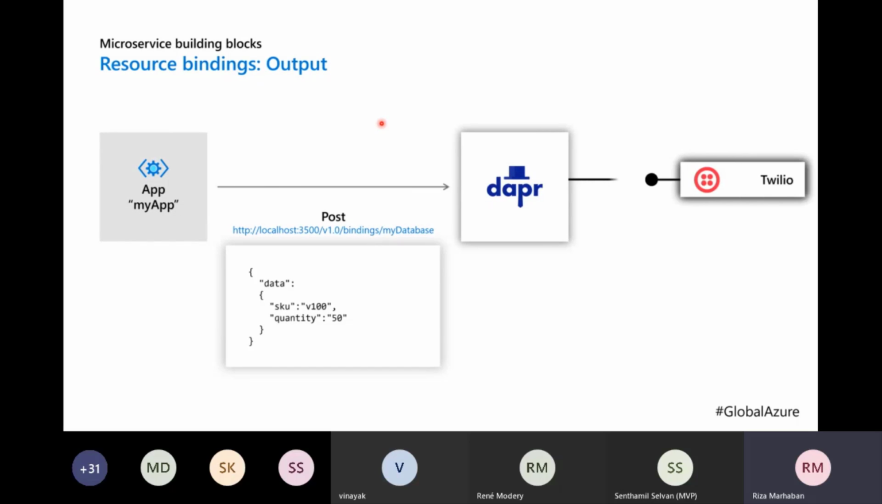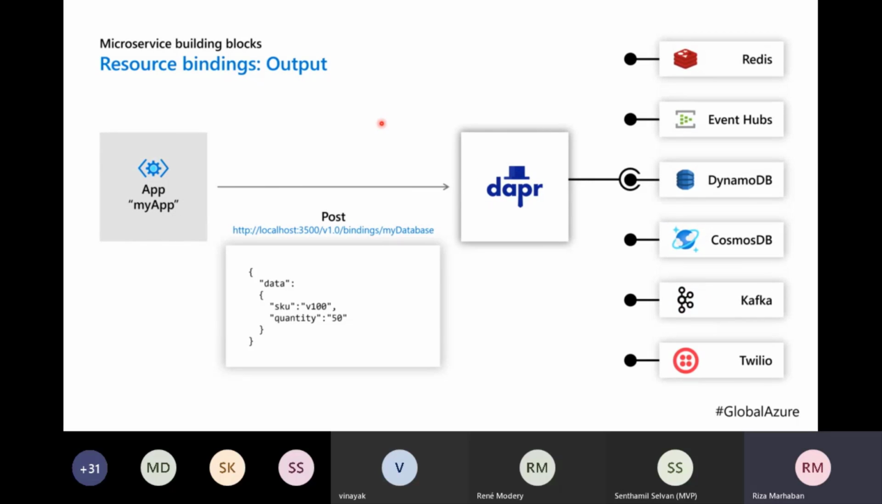Resource binding, okay. Also the same thing. Here you want to talk to what? Twilio, Kafka, Cosmos DB, let it be. All you have to do is send to Dapr. Dapr will handle everything for you. So it's kind of like you see this head.